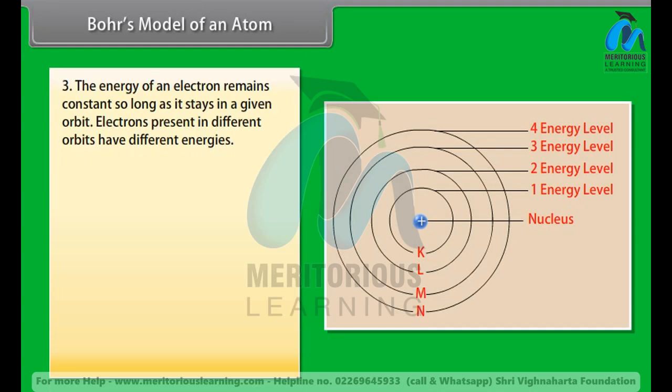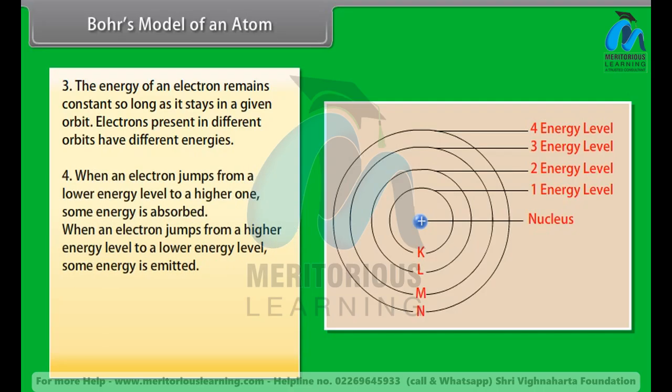The energy of an electron remains constant so long as it stays in a given orbit. Electrons present in different orbits have different energies. 4. When an electron jumps from a lower energy level to a higher one, some energy is absorbed. When an electron jumps from a higher energy level to a lower energy level, some energy is emitted.